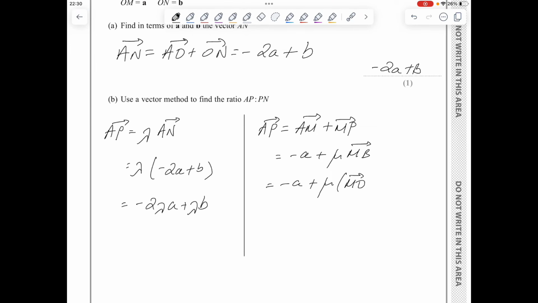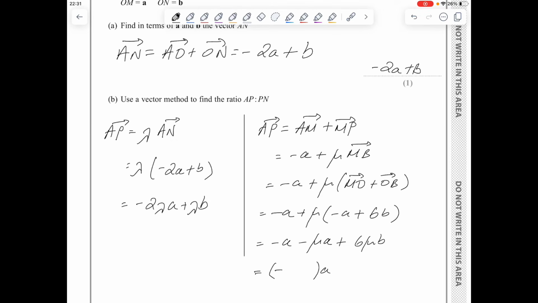So MO plus OB, therefore minus a plus mu times, MO is minus a, and then OB is 6b. So I have an expression now in terms of a, b, and mu. Let's expand and simplify. Minus a minus mu a plus 6 mu b, and I'll factorize a from the first two. So I've got a times minus 1 minus mu, and then plus 6 mu b.